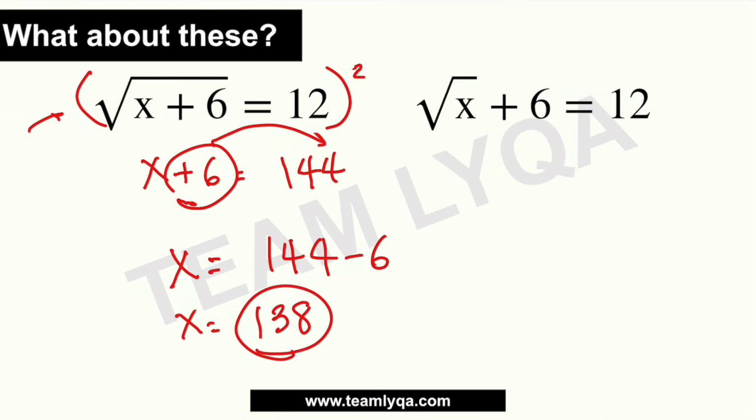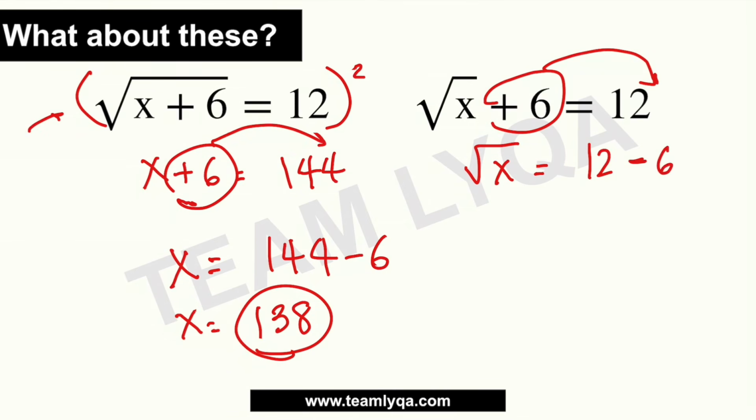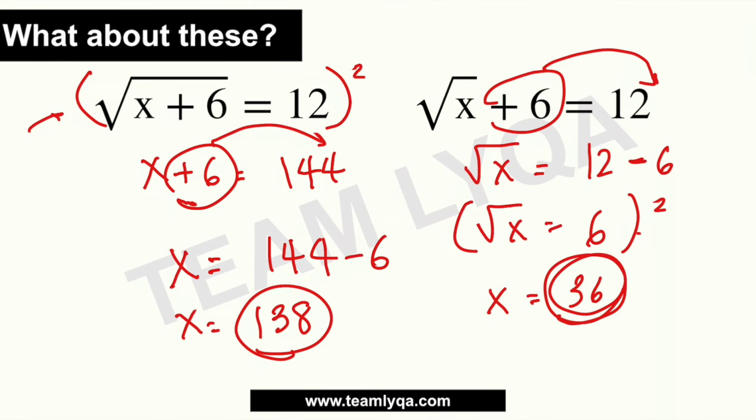Ang una ko na ngayong gagawin dito would be to remove itong 6 dito sa x na side. Okay? So, iiwan ko yung square root of x is equal to, i-move ko ngayon siya sa kabila. Okay? So, this will be 12 minus 6. So, square root of x is equal to 12 minus 6 or 6 na lang. Tapos, para makuha ko yung x, lahat sila iso-square ko ngayon. So, this will be x is equal to 6 times 6 or 36. So, the answer here is 36.